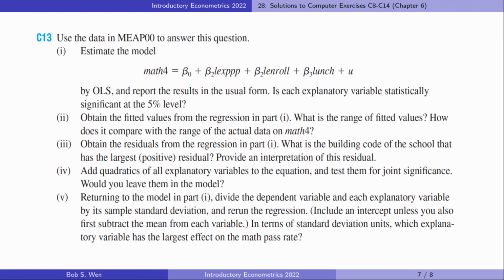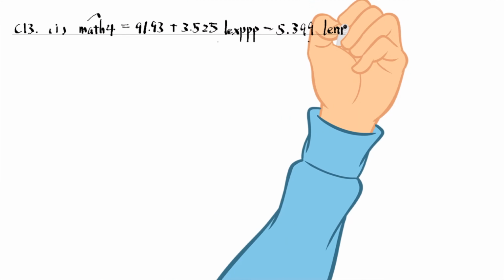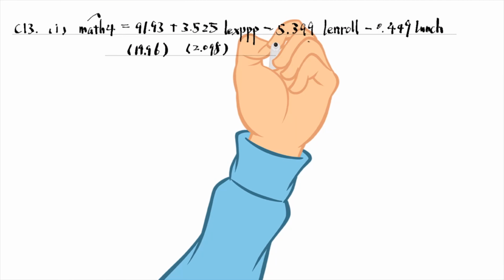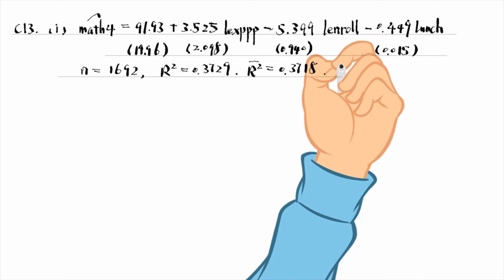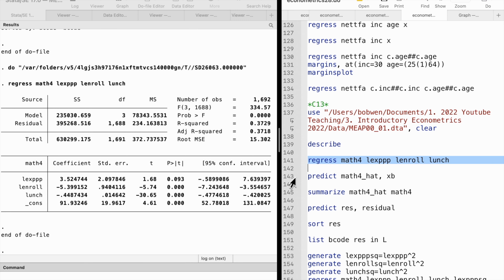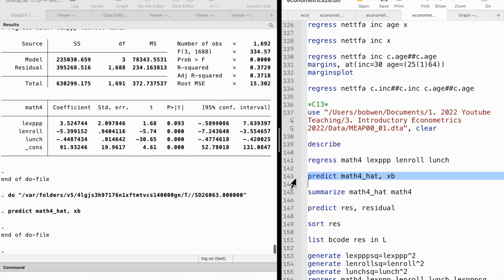Let's complete computer exercise 13. The estimated equation is as follows. The log of school enrollment and the free lunch are individually statistically significant at the 5% level, but the log of expenditures per pupil is only significant at the 10% level against a two-sided alternative. Its p-value is 0.093.